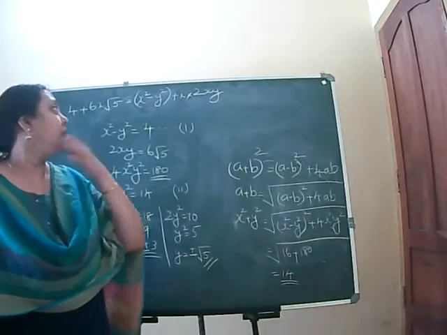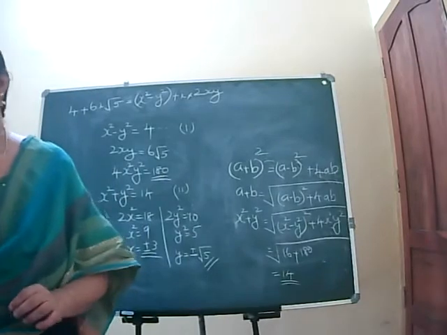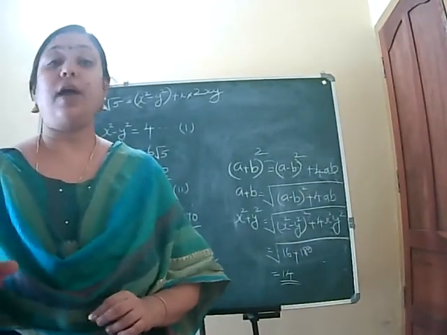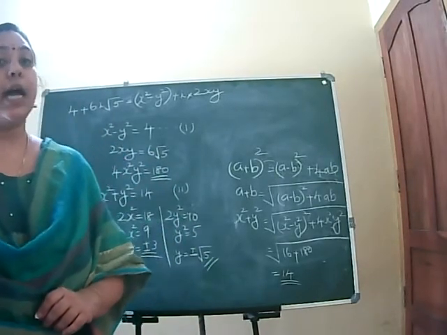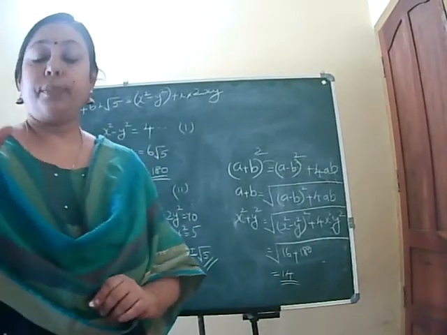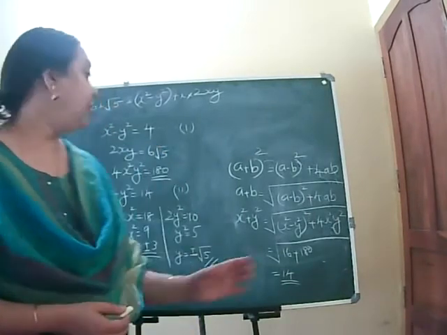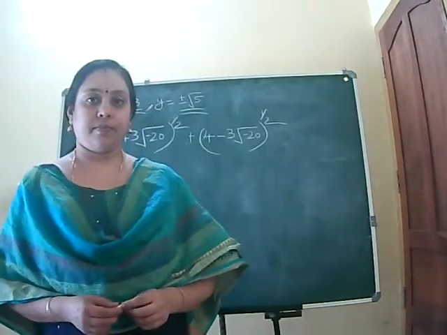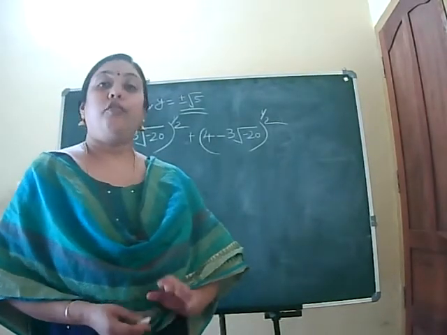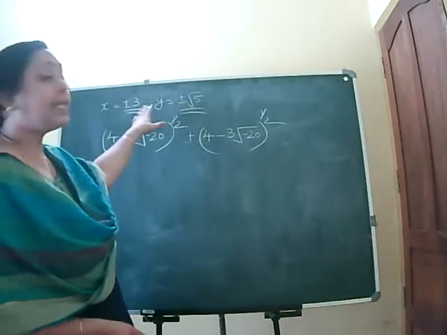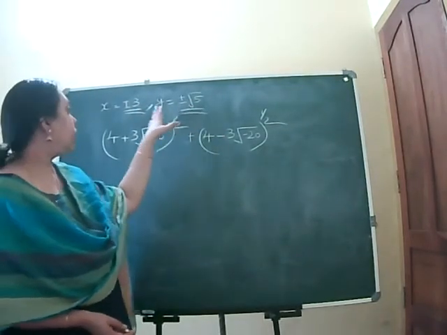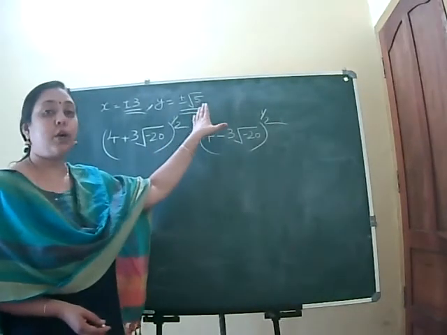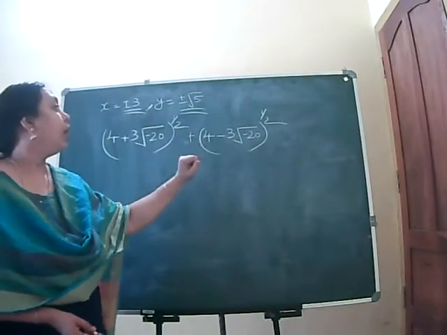Now we just substitute these values into the expression. We have to find out the value of x plus iy. From that equation, we just substitute these values. Now we get the values of x and y, that is x equal to plus or minus 3 and y is equal to plus or minus root 5.